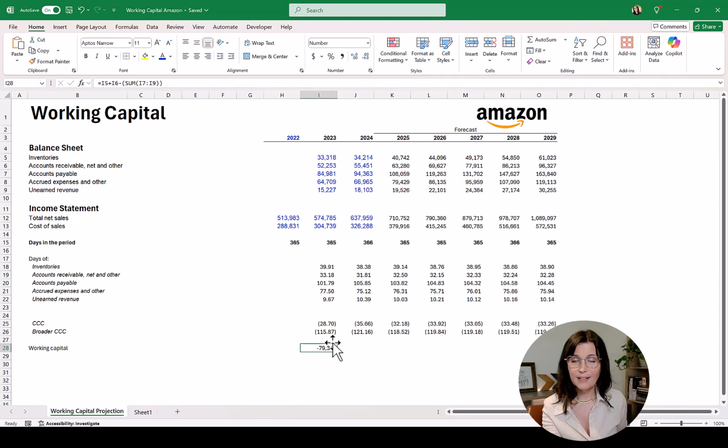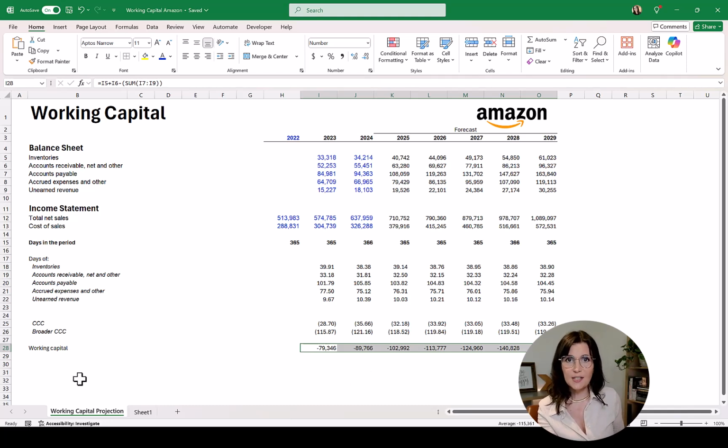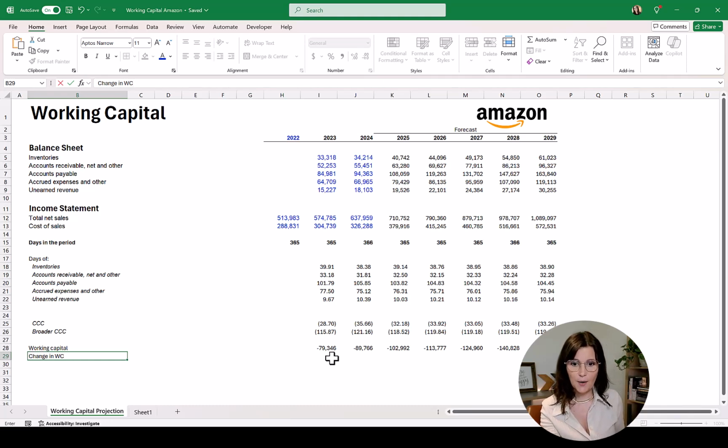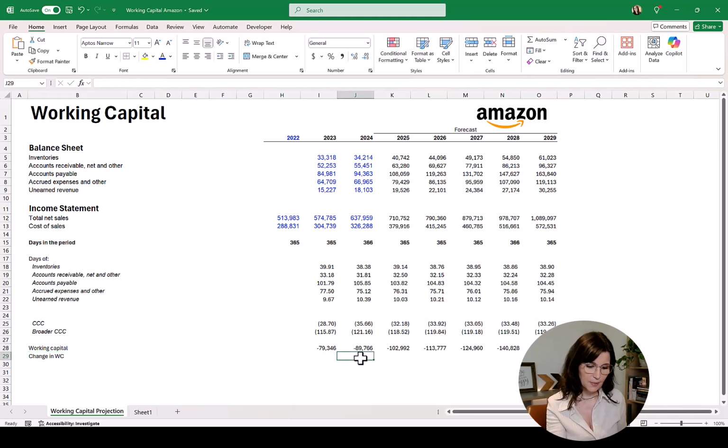And now we have a negative 75 in the working capital. It means that they're not putting money there. They're just using the money that is already being paid by the customers. Because we are doing assets minus liabilities, we want to see the changes in the working capital, the changes year over year. So we are going to calculate this change in working capital, and that's going to go to our cash flow statement.